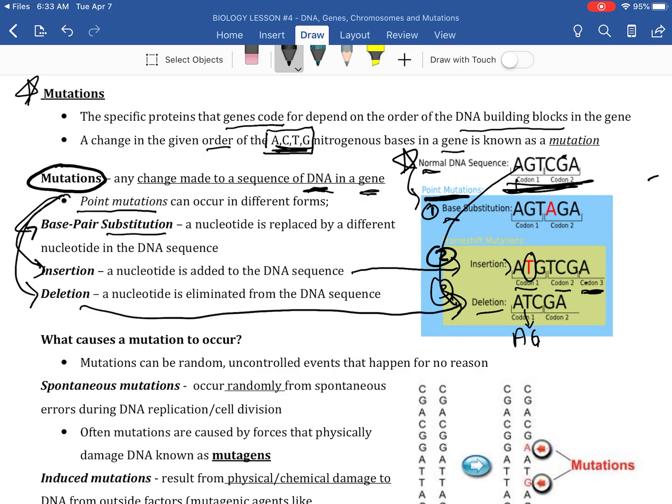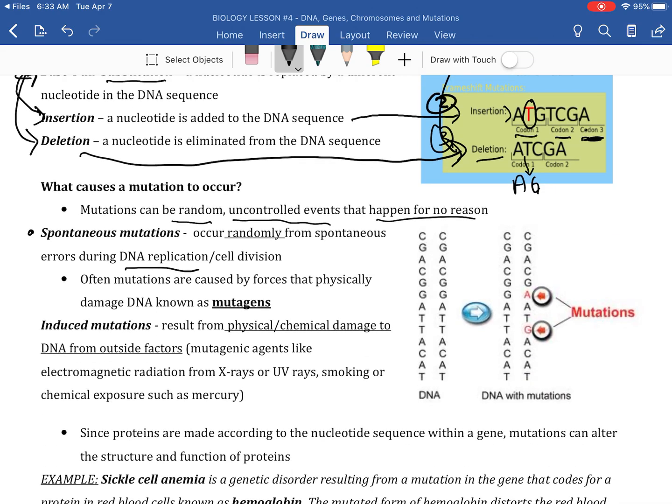All right. What causes a mutation? Well, mutations can be random, mutations can be uncontrolled, and mutations can happen for absolutely no reason. Spontaneous mutations, okay, occur randomly from spontaneous errors during DNA replication or cell division. So sometimes when a cell divides, because we talked about cell division in the past lessons, it just makes an error and a mutation occurs. All right, so here is an example of a DNA strand, normal, and then this is a DNA strand for mutations. Here are the mutations.